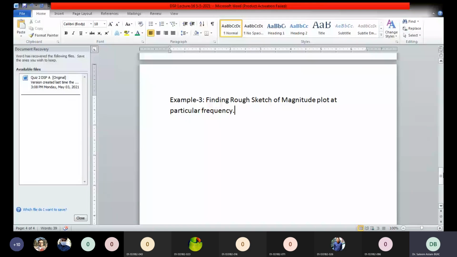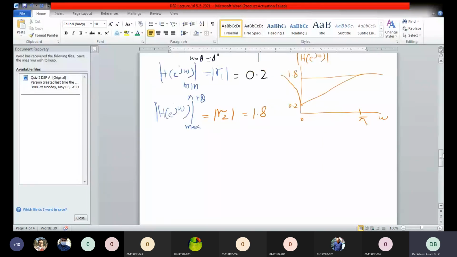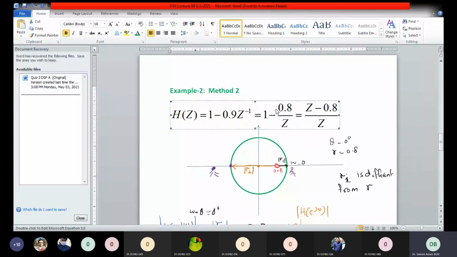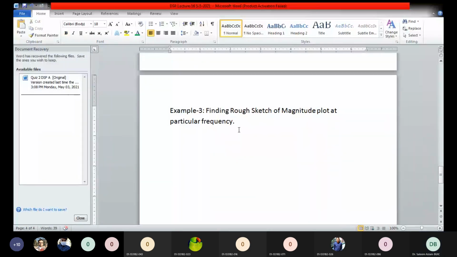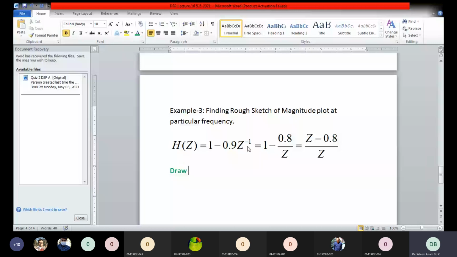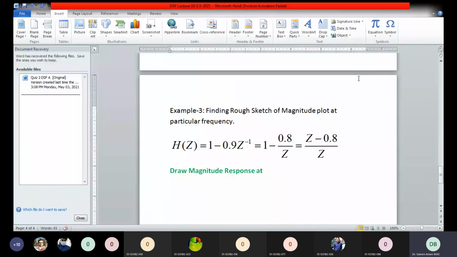We are given the system. Let's take the same system and draw the magnitude response at omega equal to, let's take pi by 4.